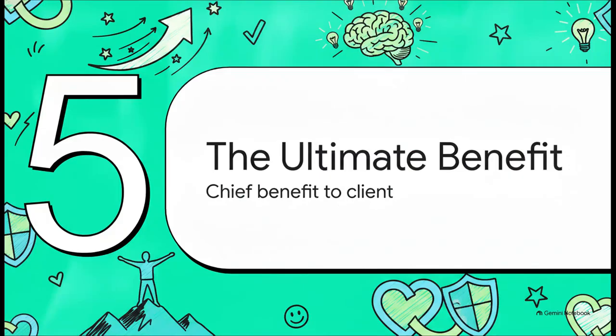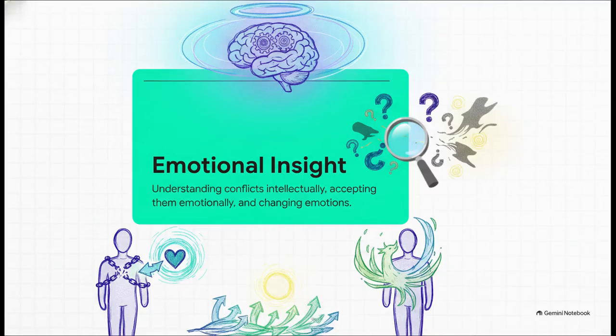We're now at parameter 5, arguably the most important one for anyone actually seeking help, the ultimate benefit. What's the major takeaway here? For psychodynamic therapy, the holy grail is something called emotional insight. But listen, emotional insight isn't just knowing you have a fear of abandonment, for example.